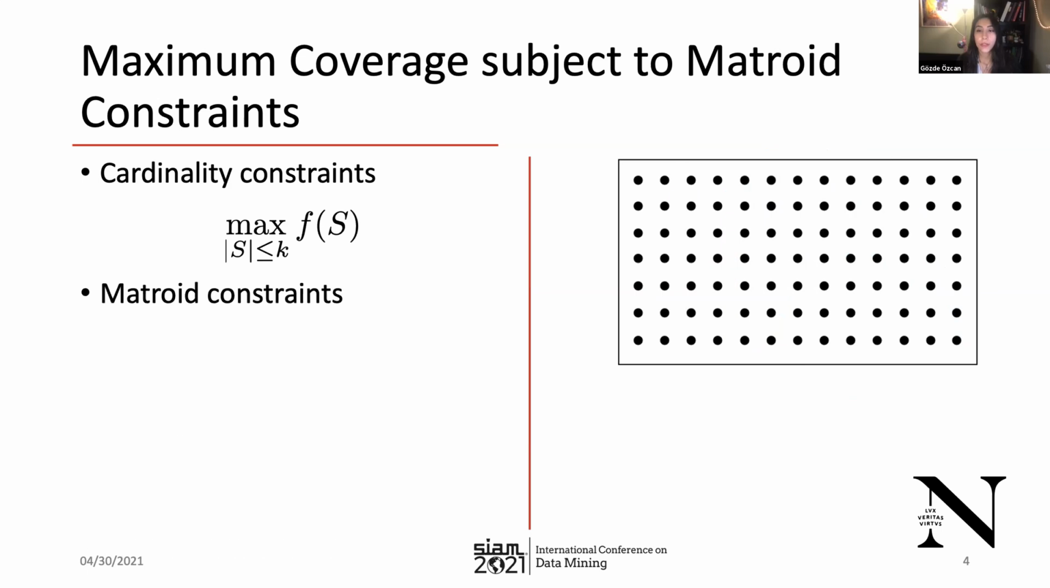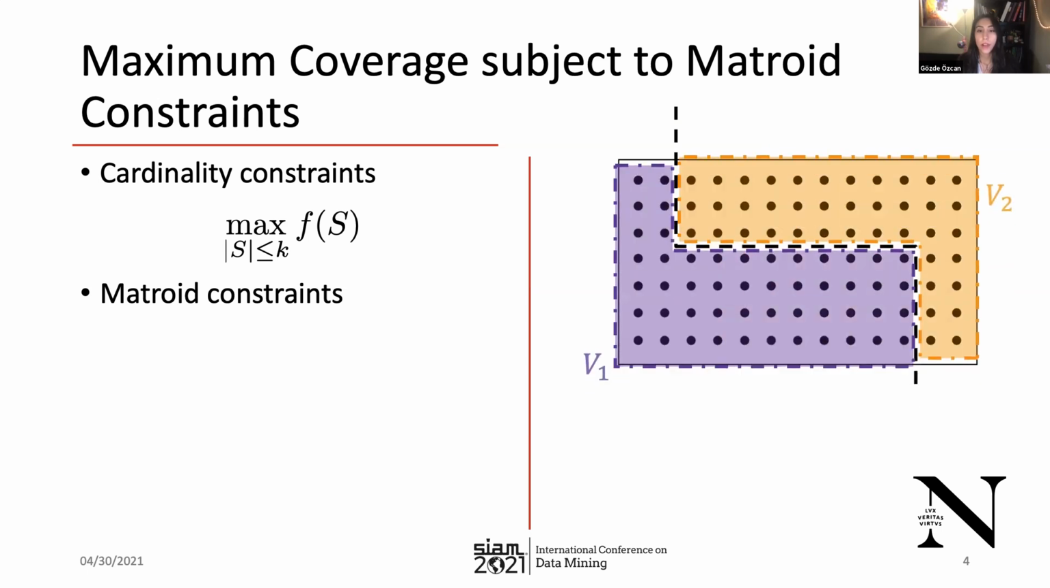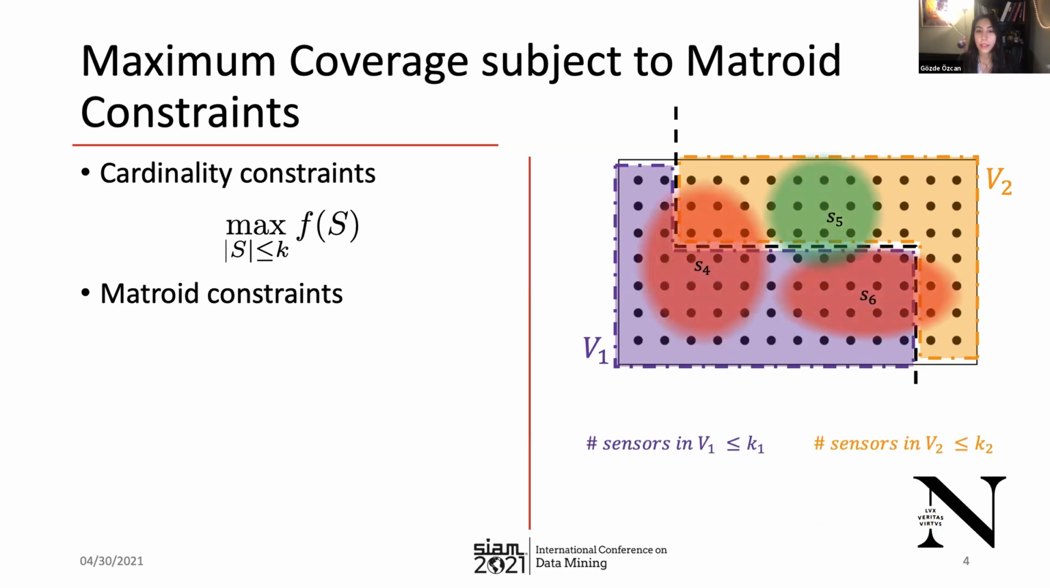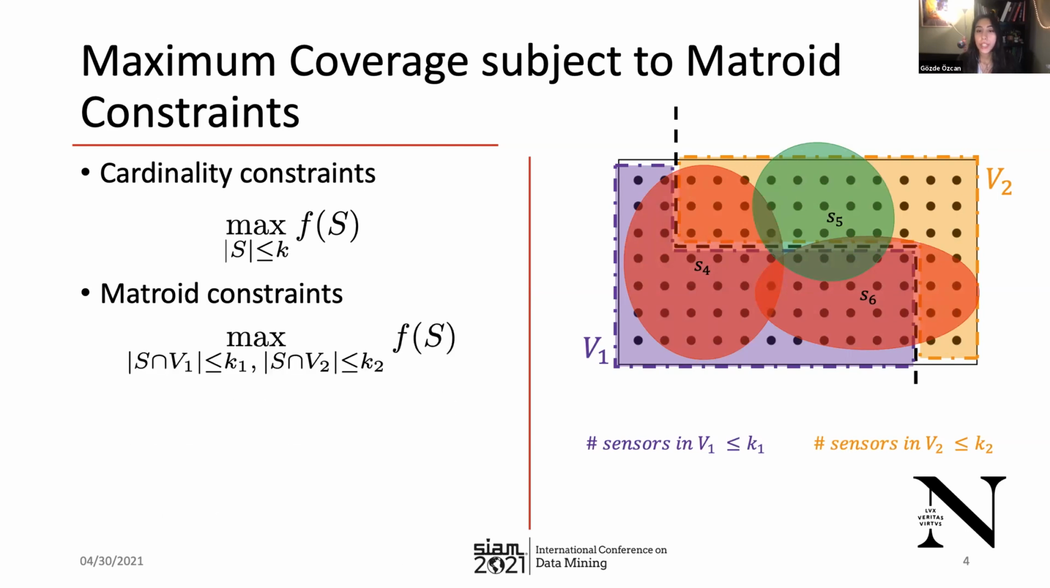Another instance of constraints are matroid constraints. The formal definition of matroids will be given later. For now, I'll just give an example of a matroid constraint. In the same coverage problem, dividing the ground set into disjoint sets, where each set has its own cardinality constraints, would be a maximum coverage problem with a matroid constraint, which can be formally expressed as follows.